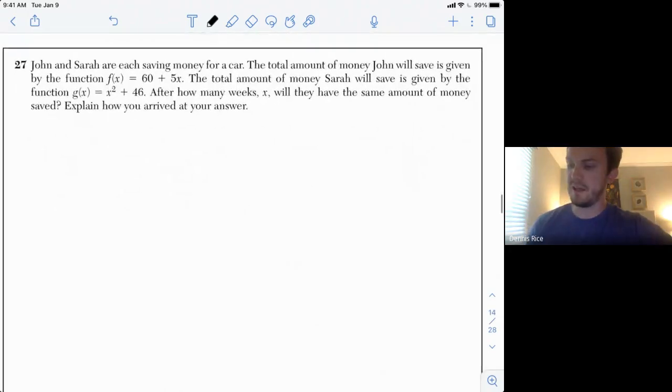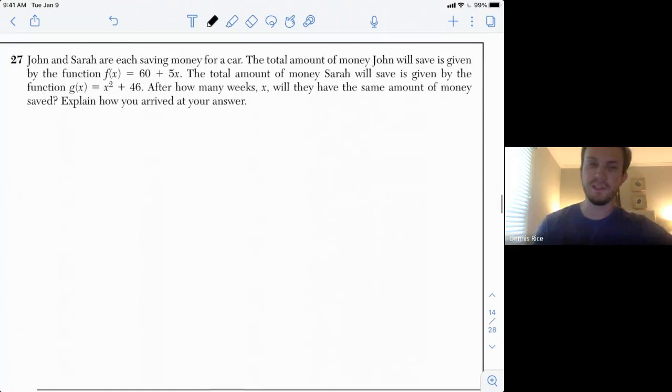27 is a system. We have a system we just talked about this week. We have the amount of money John saves versus the amount of money that Sarah saves. We have f of x and g of x, and it wants to know after how many weeks will they have the same amount of money? Explain your answer.